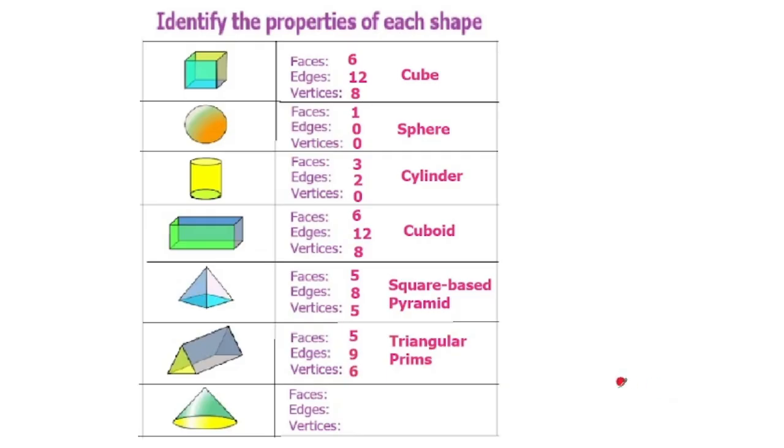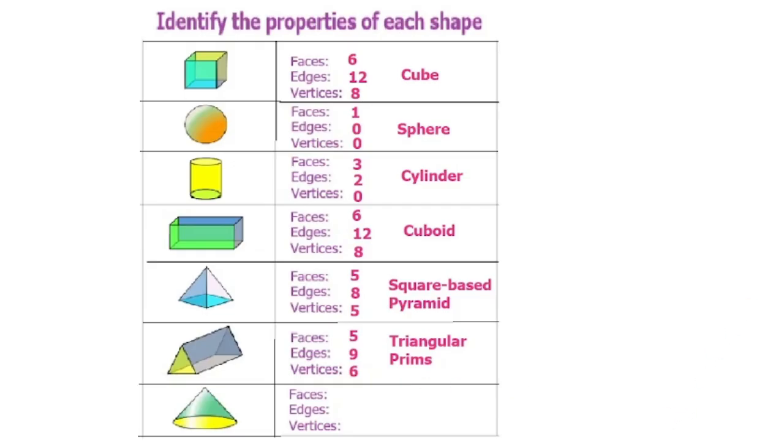Now we have this triangular prism. So the number of faces are 5, so let's count those. 1, 2, the back, the triangles, then 3, 4, and the bottom 5. Let's count the edges. 1, 2, 3, 4, 5, 6, 7, 8, 9. 9 edges. Vertices are the corners. 1, 2, 3, 4, 5, 6. 6 corners.